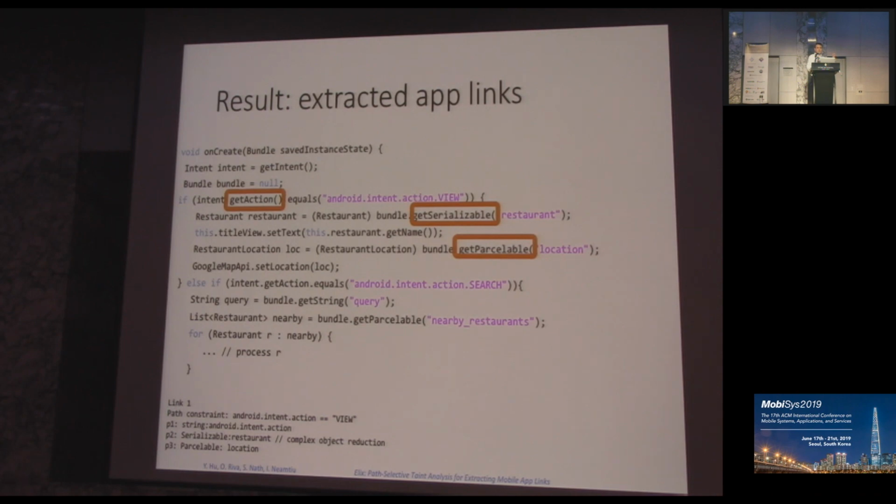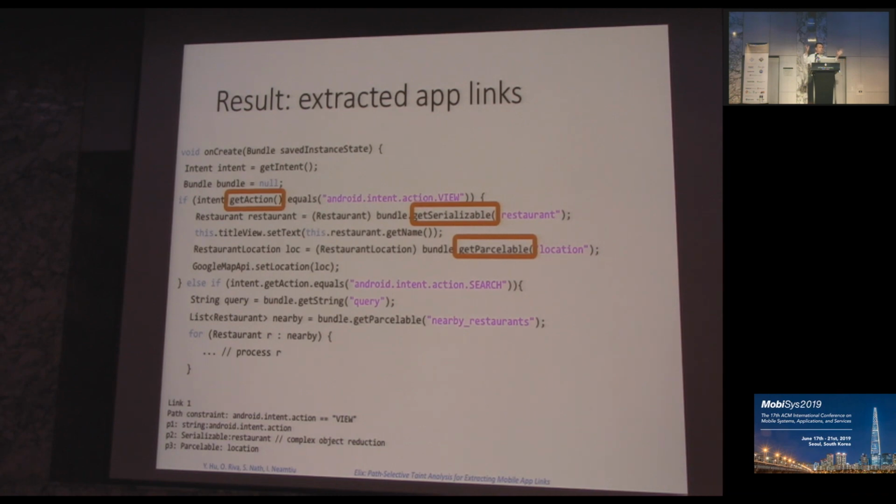Okay, so the result, we're going to be able to extract app links. Remember, I said the flow of intent data is going to define the app link, so the specification is implicit, and we need this static analysis to make it explicit. So this is the link that's going to be extracted from the if branch. There on the bottom, you see the link as Elix extracted it, right? So we have the path constraint, and then we know that the link has three parameters: a string, a serializable, and a parcelable.